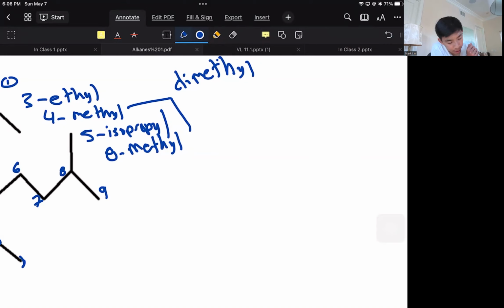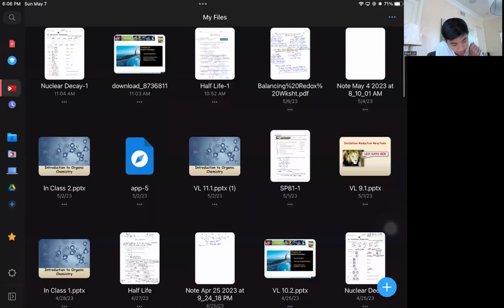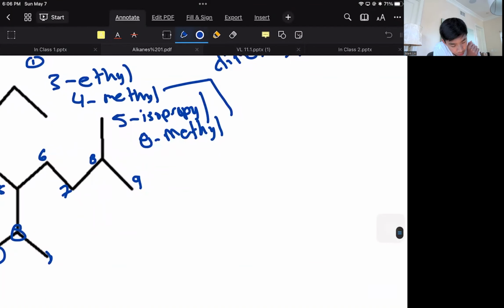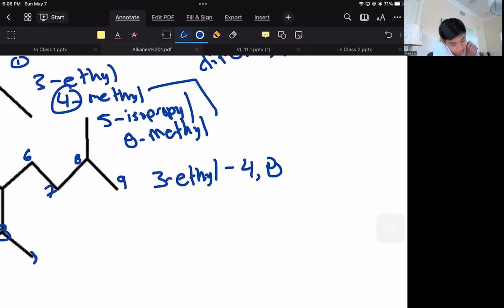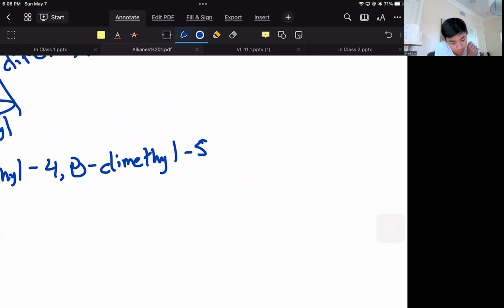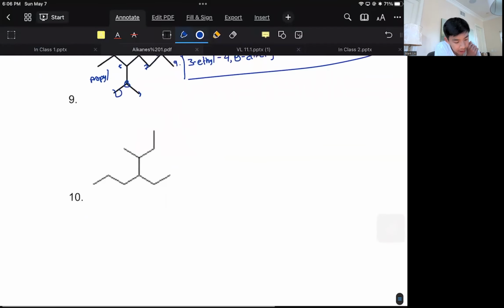All right, let's get it. Hold on. There's also, oh, never mind. So it's going to be 3-ethyl-4,8-dimethyl, because 4 and 8. Dimethyl-5, at number five we have an isopropyl, nonane. All right, sweet.